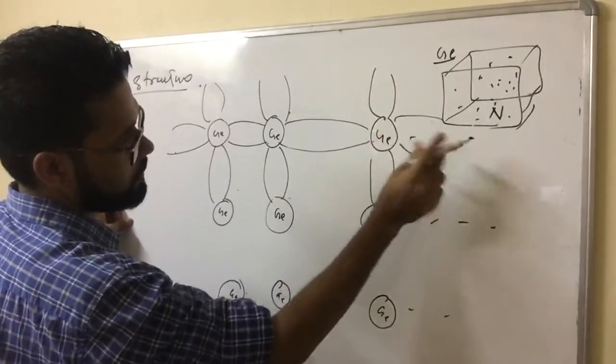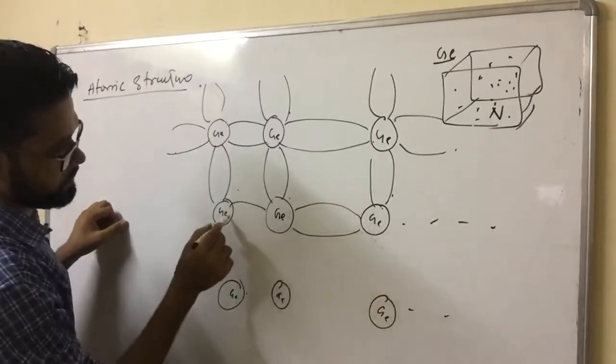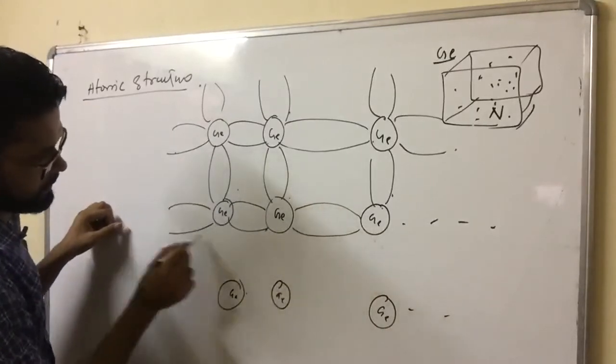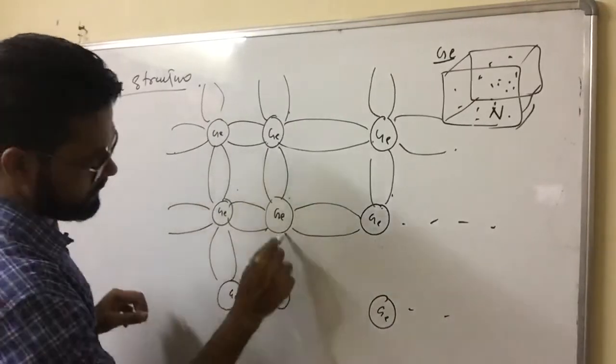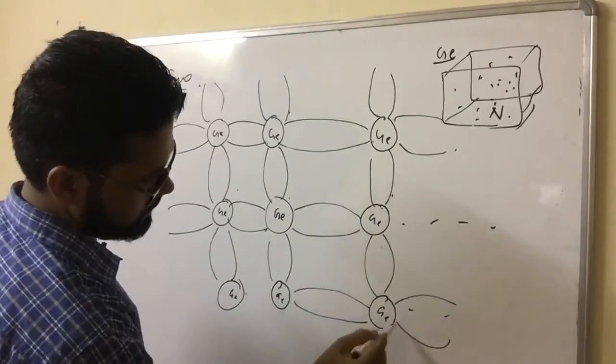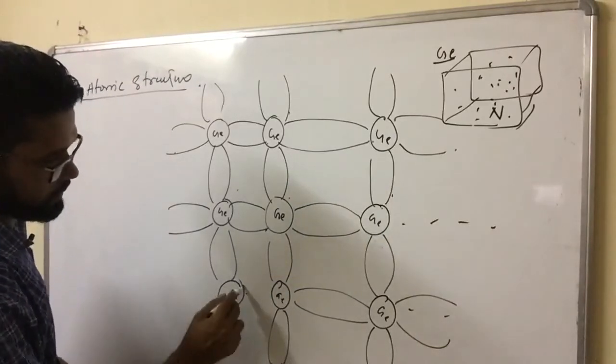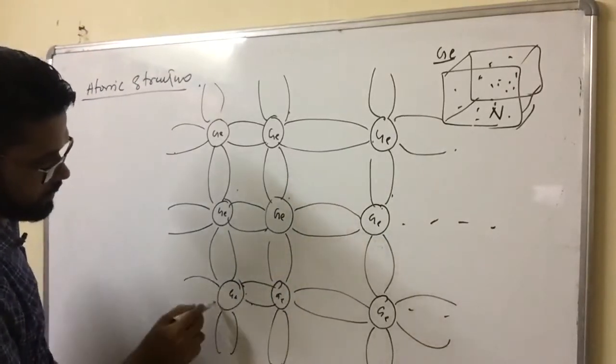This is how n numbers of germanium are combined with each other, and it goes like this. I am not going to draw this whole picture, only to make you understand.